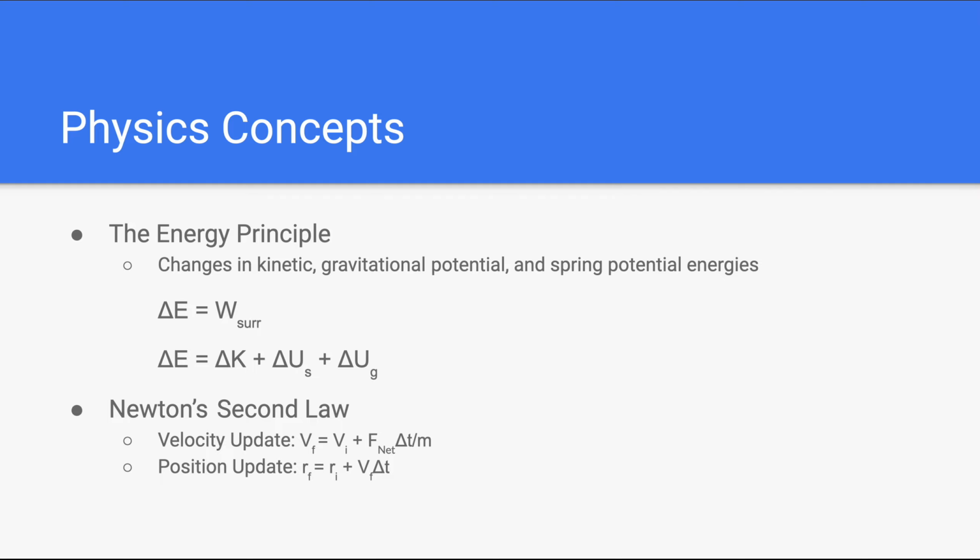Again, the key physics concept that we used in this lab was the energy principle, which states that the change in energy of the system equals work done by the surroundings. In this lab, we observed kinetic energy of the mass, potential energy of a spring, and gravitational energy acting on the mass. So we get delta E equals delta K plus delta US plus delta UG. We also use Newton's second law with the velocity update formula and the position update formula to observe the object's velocity and position after certain amounts of time.